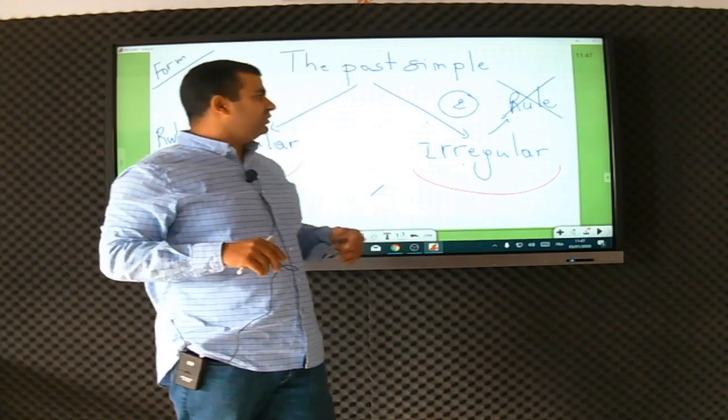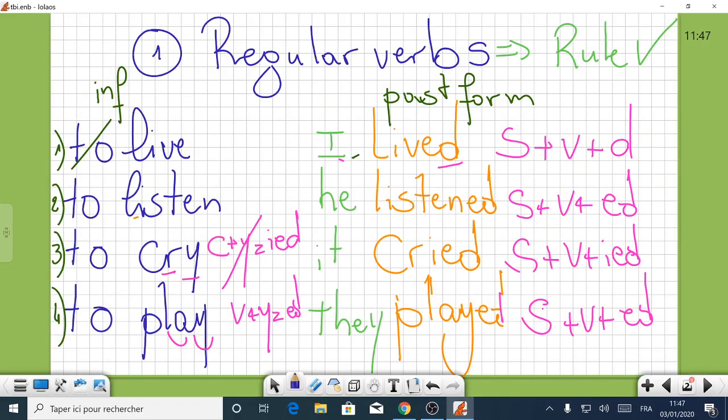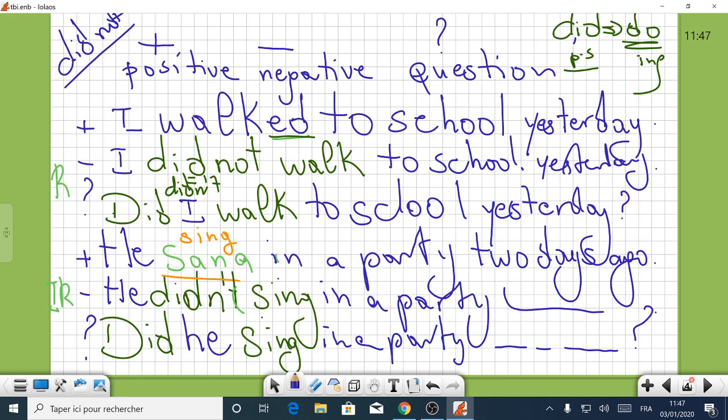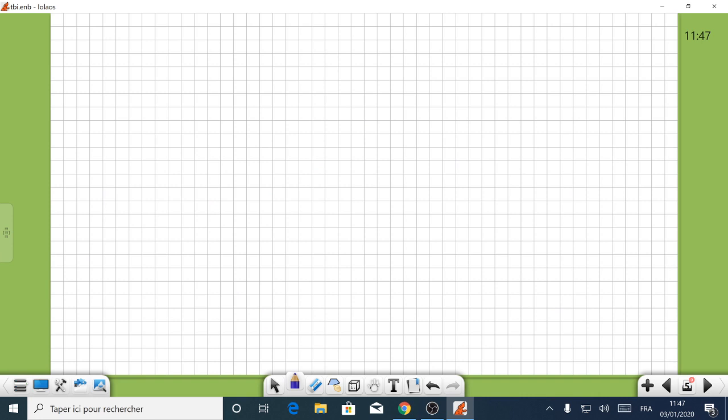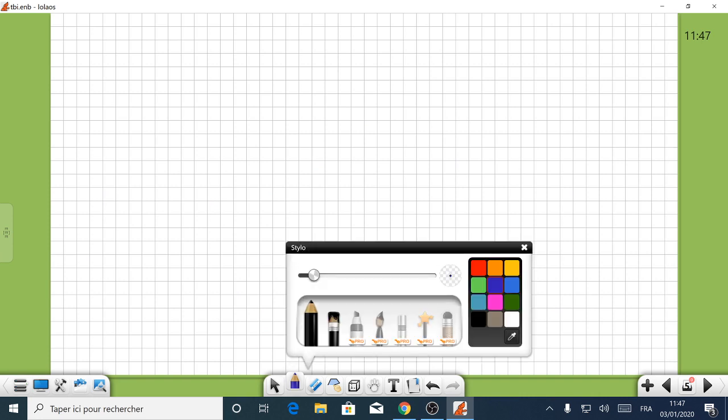Now we shall start something else. So we go to the fourth or the fifth slide, and we work on how to use the past simple in a very efficient way.